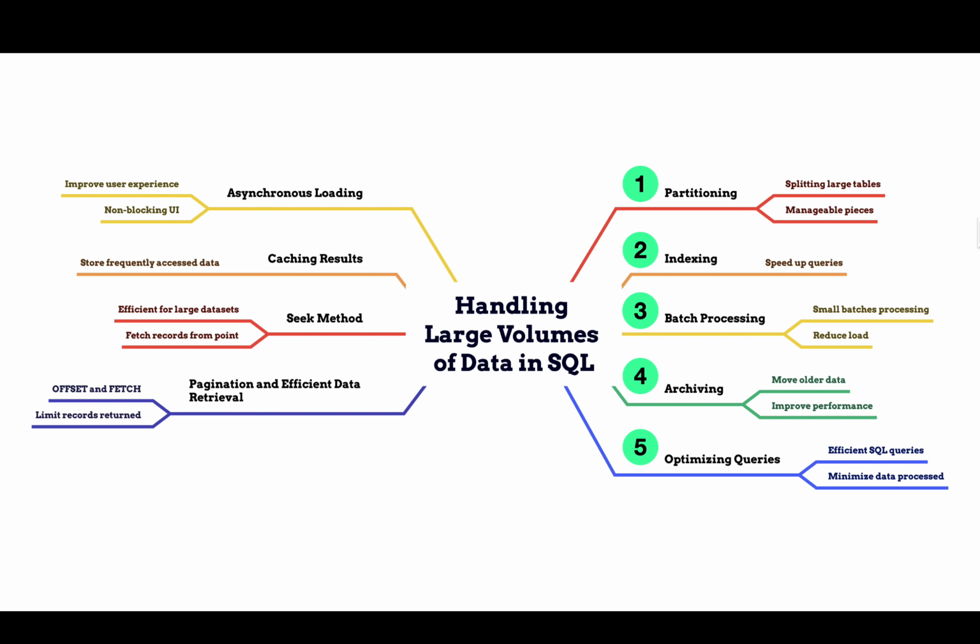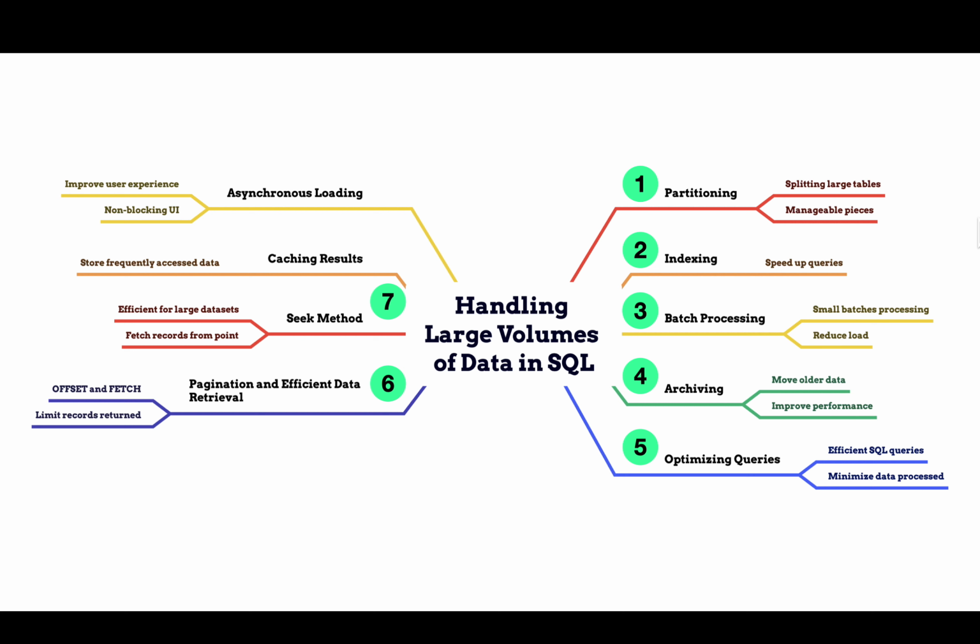5. Optimizing queries. Writing efficient SQL queries by selecting only necessary columns, using joins effectively, and avoiding unnecessary subqueries. 6. Pagination and efficient data retrieval. Using offset and fetch, limiting the number of records returned and offsetting where to start returning records. Syntax: select * from table_name order by column offset X rows fetch next Y rows only.